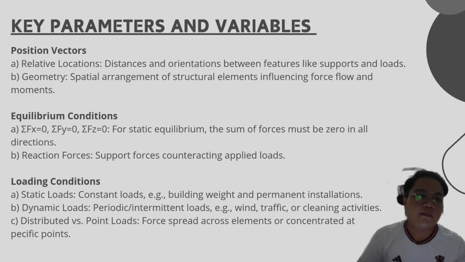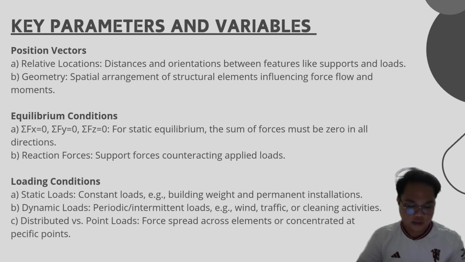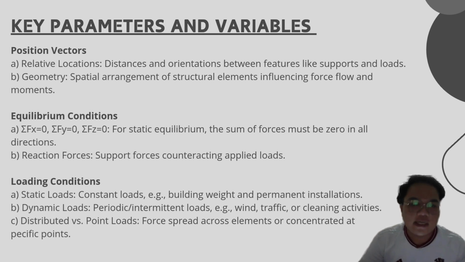Next is the position vector. Position vectors describe the relative location or orientation between fixtures like supports and loads. Geometry specifies the arrangement of structural elements, including force, flow, and movement.